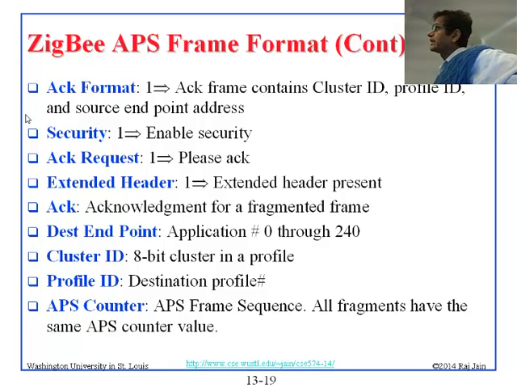These are the applications and the data groups. And then the APS counter is simply a frame sequence number. So when you send a frame, you might send 4, 5, 6, 7. Frame number 4 might get split into many fragments. So then the sequence number will remain the same in those fragments. Okay. So this is the sequence number. All fragments have the same APS counter value.